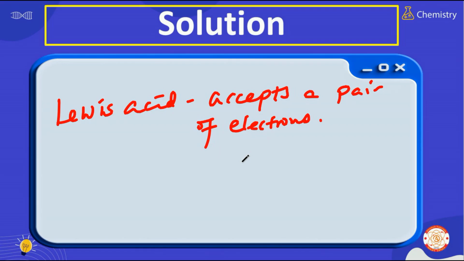So a Lewis acid is a substance that accepts an electron pair. For a substance to accept a pair of electrons, the substance has to have a vacant orbital. So for a substance to be a Lewis acid, the substance must be deficient in electrons.